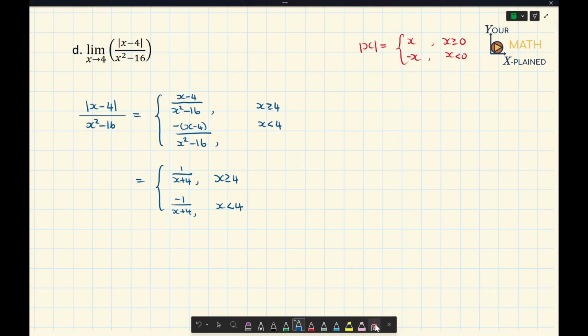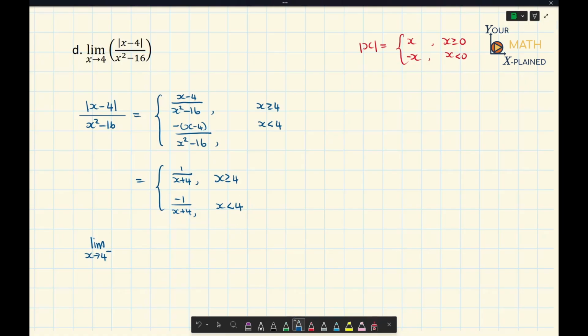Now because we want to find the limit as x approaches 4, and our function is a piecewise function, one piece for x greater than or equal to 4, and the other piece for x less than 4, we need to find the one-sided limits, one approaching 4 from the right-hand side, and the other from the left-hand side, because we're going to be using the two different pieces in these two scenarios. If we want to find the limit as we approach 4 from the left-hand side, that means we're approaching 4 from numbers that are less than 4. For that, we're going to be using this piece right over here.